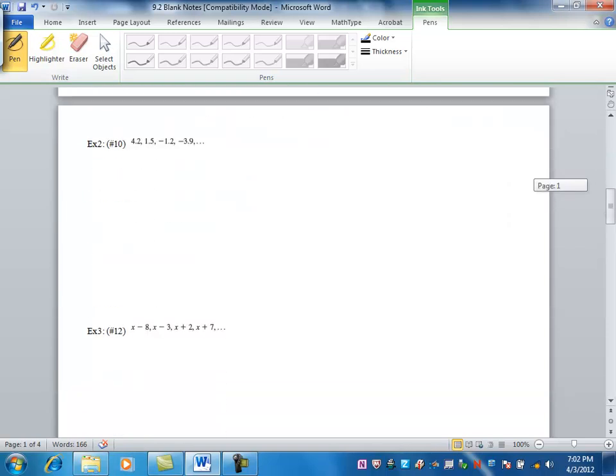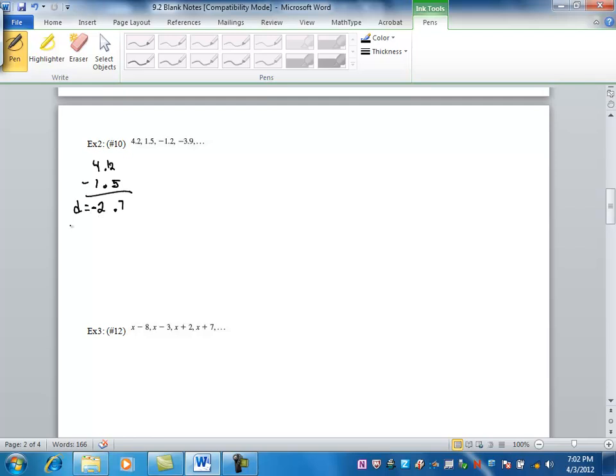Certainly, if you have questions, make note of them. Now look at what we have here in example 10. They give us the arithmetic sequence, and we recognize that 4.2 minus 1.5 gives me my common difference. That's 2.7. So my common difference is negative 2.7.